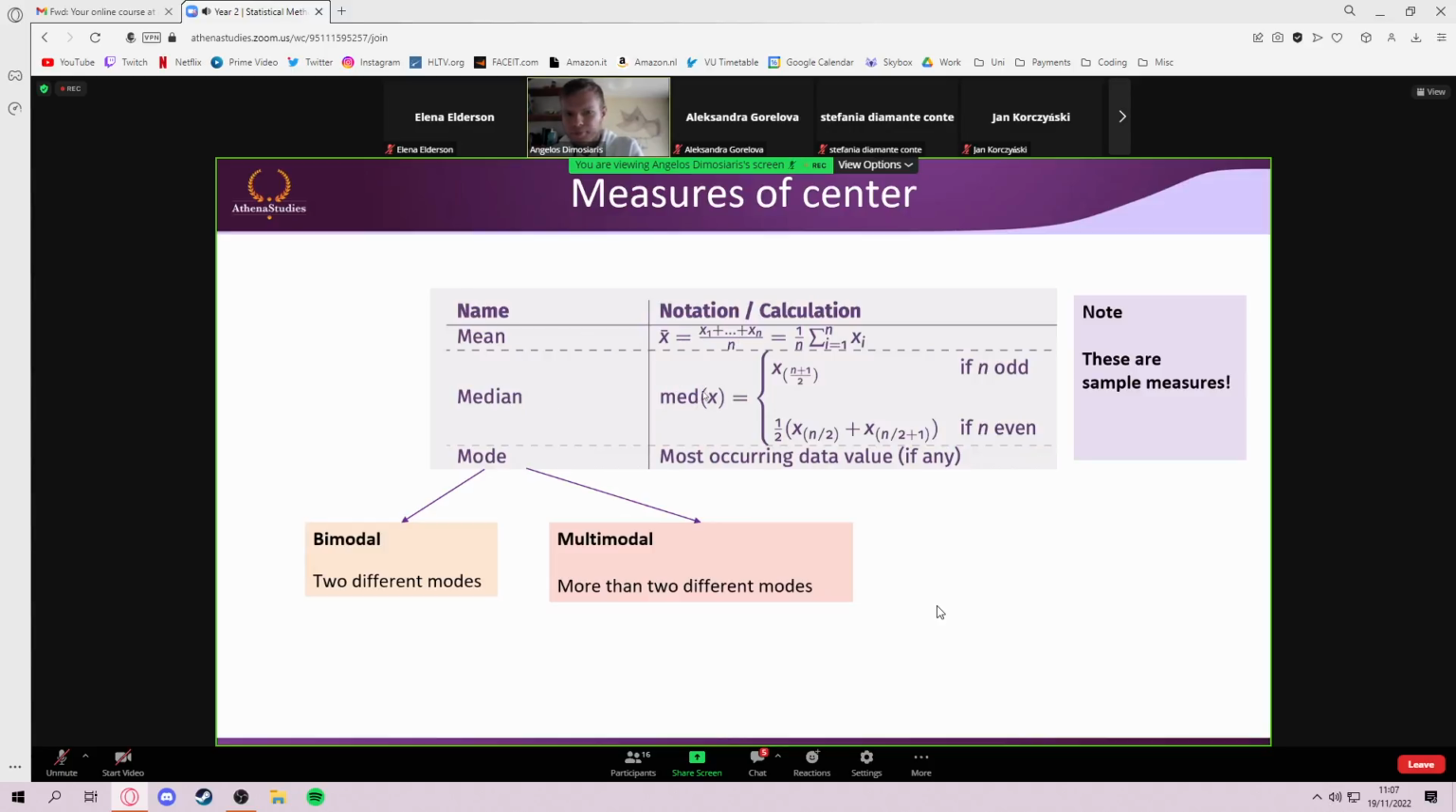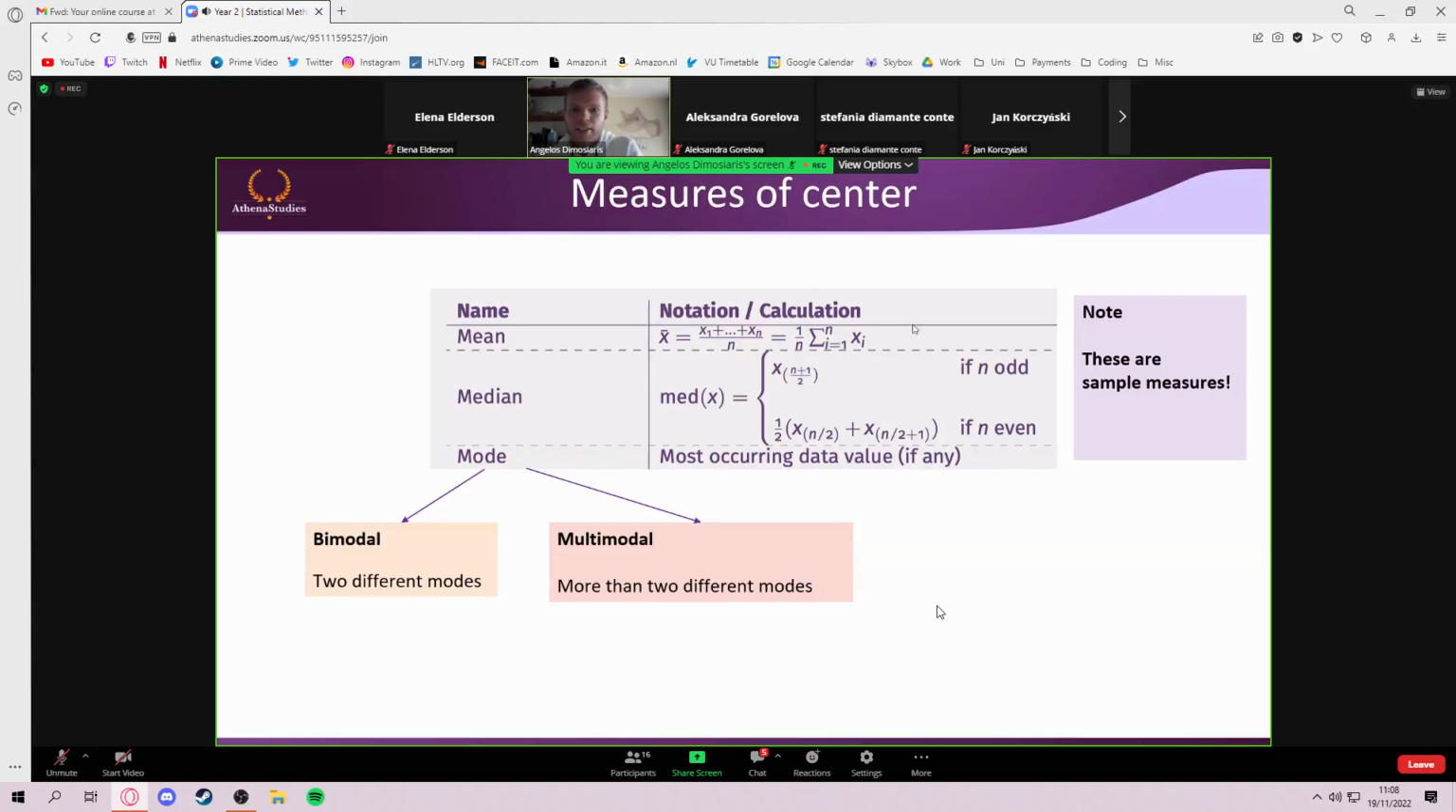The median is the value that breaks the sample into two parts, the value that divides my sample into exactly equal parts. So it's the 50th value, let's say. If you have 100 values, it will be the 50th. If you have 3 values, for example, it will be the second one, because then you have one below and one above.